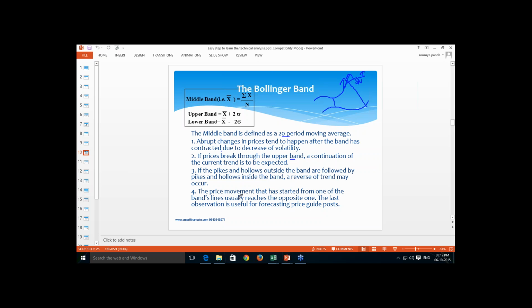The fourth point he has said: if the price movement that has started from one of the band lines reaches the opposite one, the last observation is used for forecasting the price guidepost. Meaning whenever the price has started from the middle band or lower band and successfully gone to the other side, then from this price point only we can observe the next guidepost, meaning the next move. And this is a very important clause in this particular method.